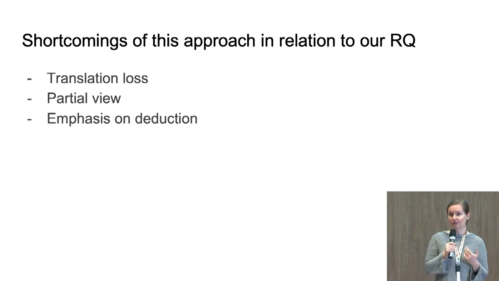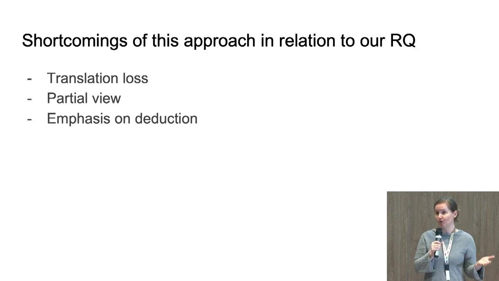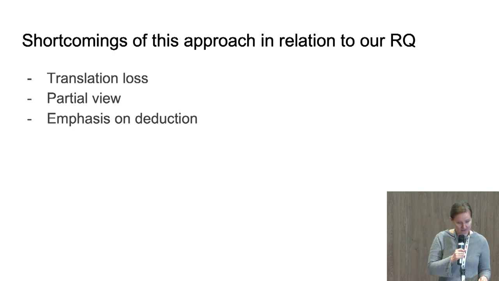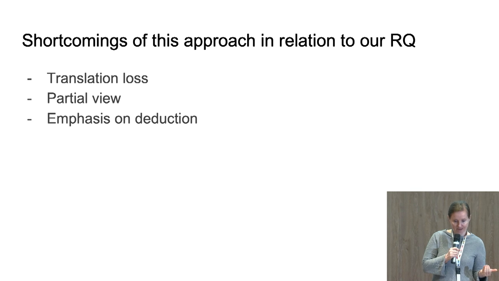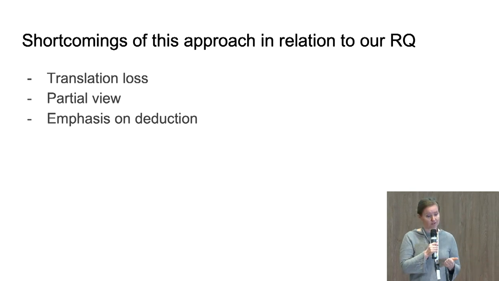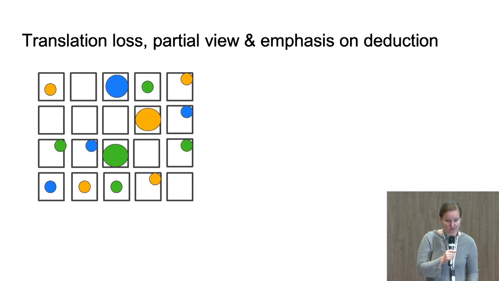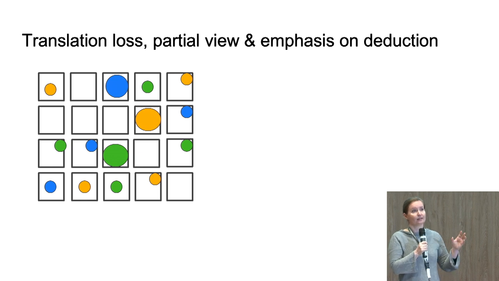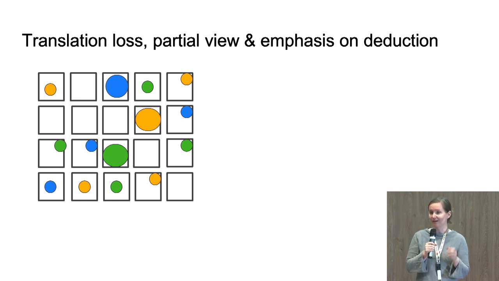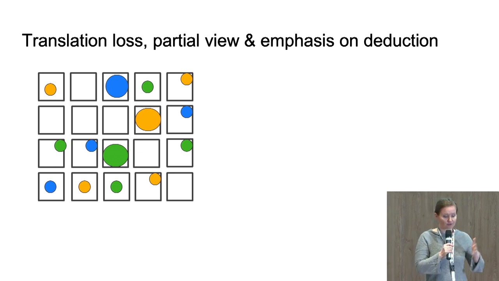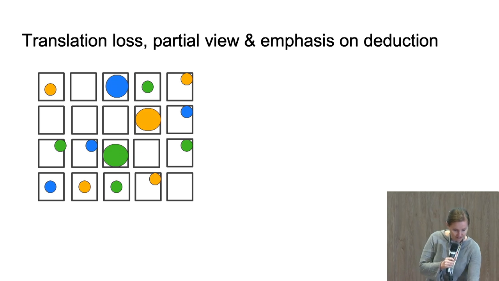To this research question, I can see that there are certain shortcomings if I take this annotation approach to my data. I see three intertwined problems here, which I have named translation loss, partial view, and emphasis on deduction. So I will explain this a little bit more. Here is a toy set of images that are quite similar, not very different from each other.